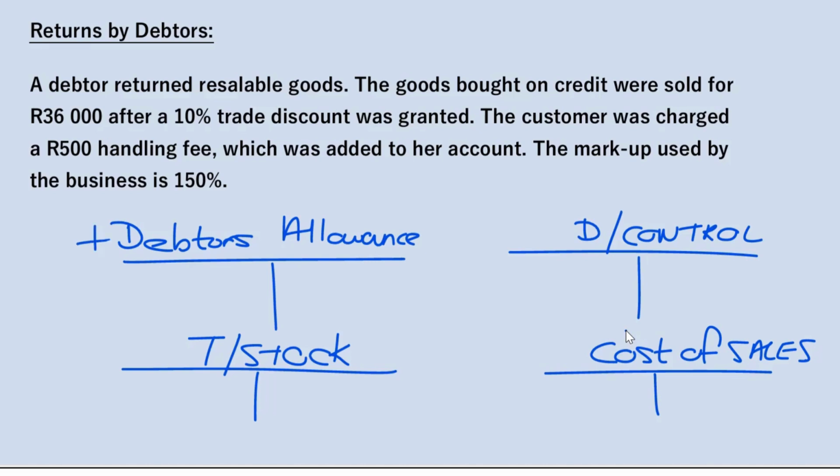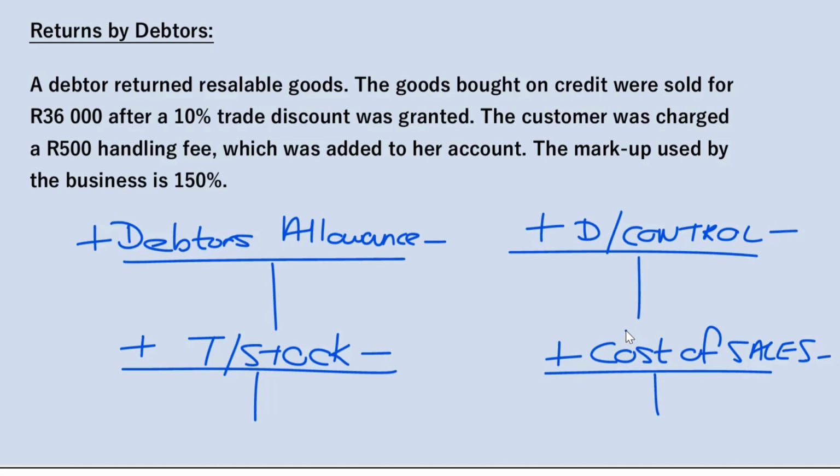Yeah. So debtor's allowance is an expense, it's a plus minus. Debtor's control is an asset, so it's plus minus. Trading stock is a plus minus because it's an asset. No, everybody's a plus minus. And cost of sales is an expense, so he's also a plus minus account.